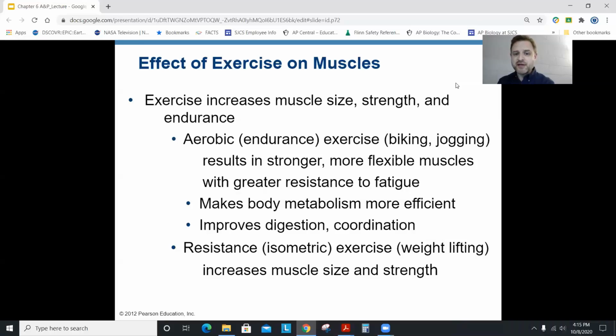So aerobic exercises make the muscles more efficient, but they don't really make them that much bigger. Resistance exercises, isometric exercises, things like weight training, make the muscles bigger and stronger, but they don't really increase your endurance. Obviously, for a good workout regimen, you would use some of both.